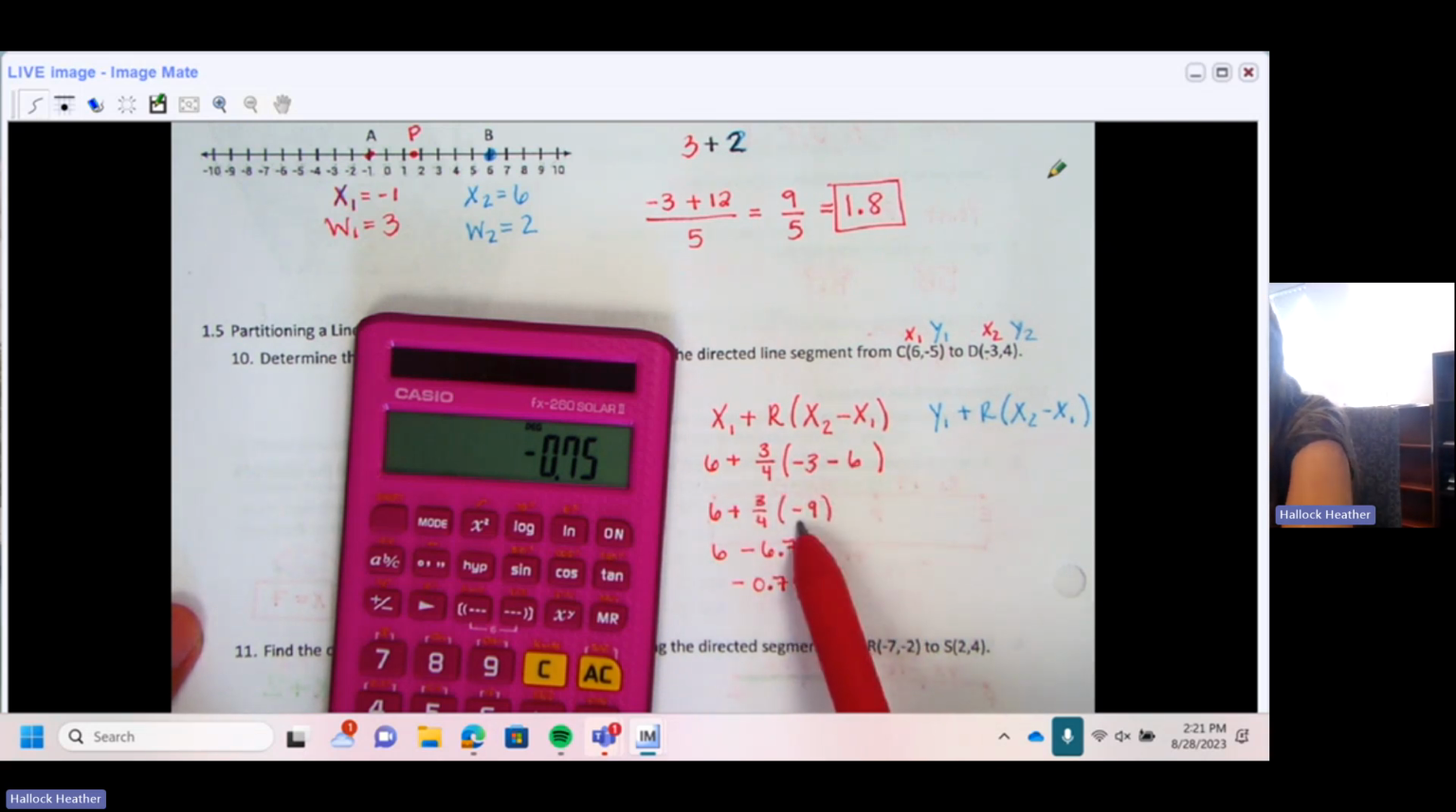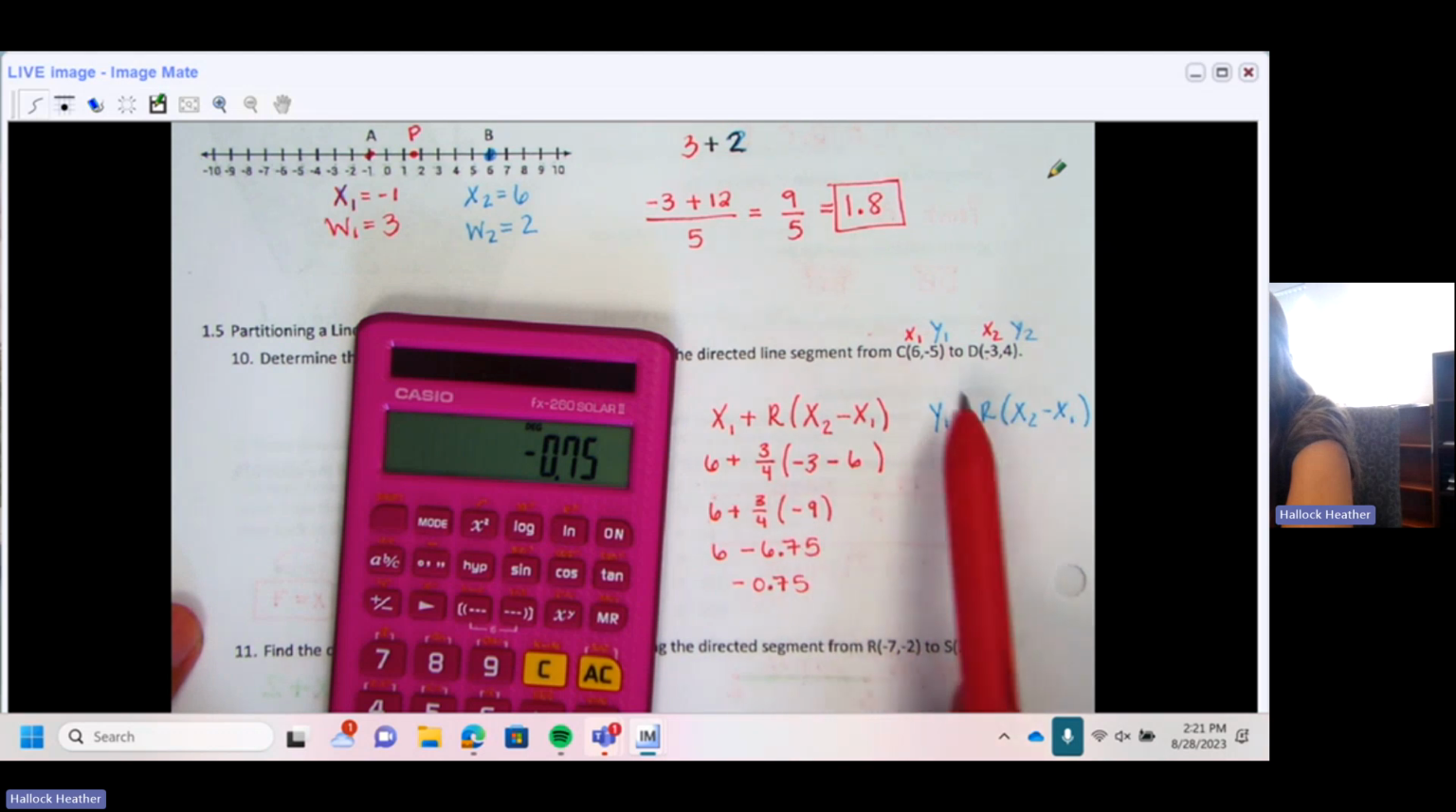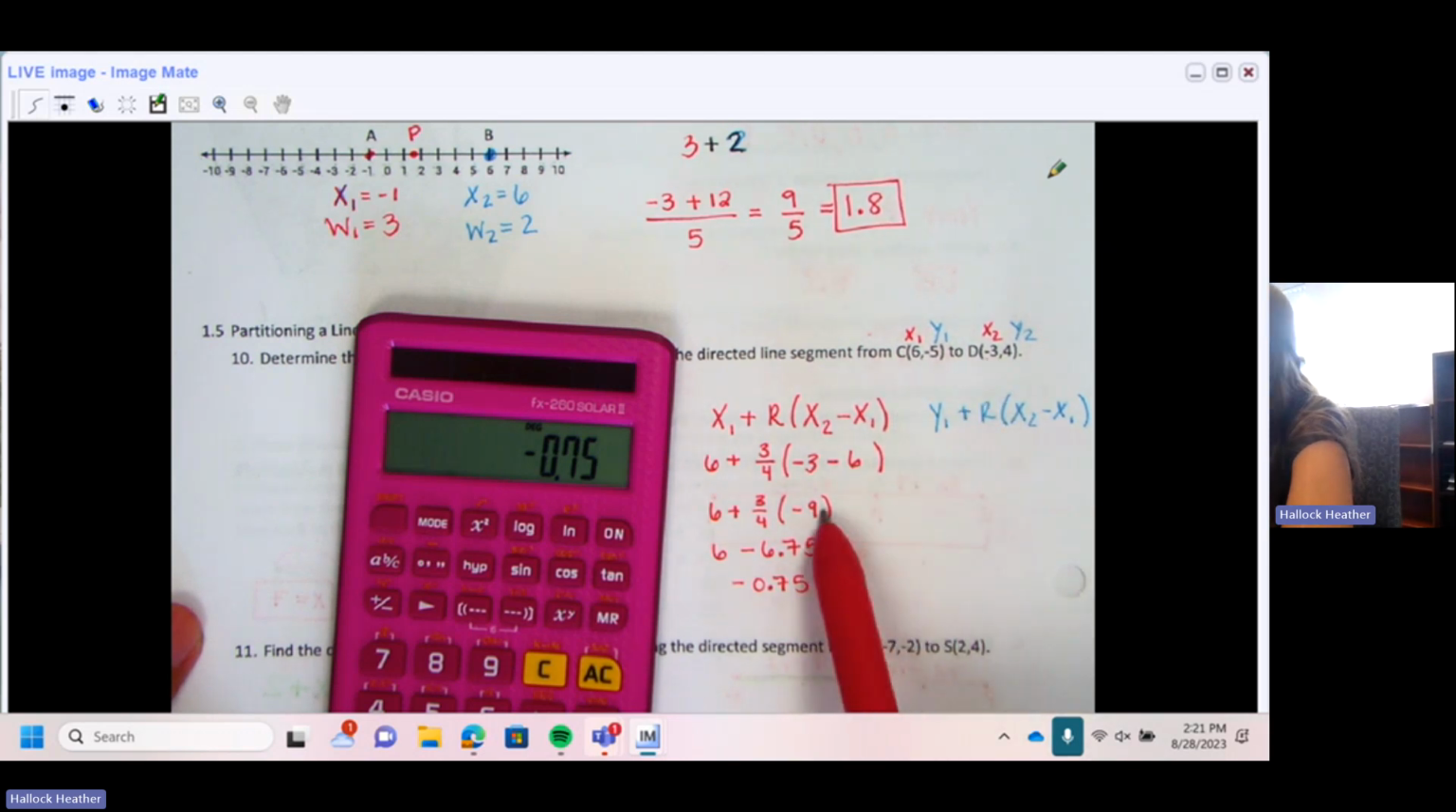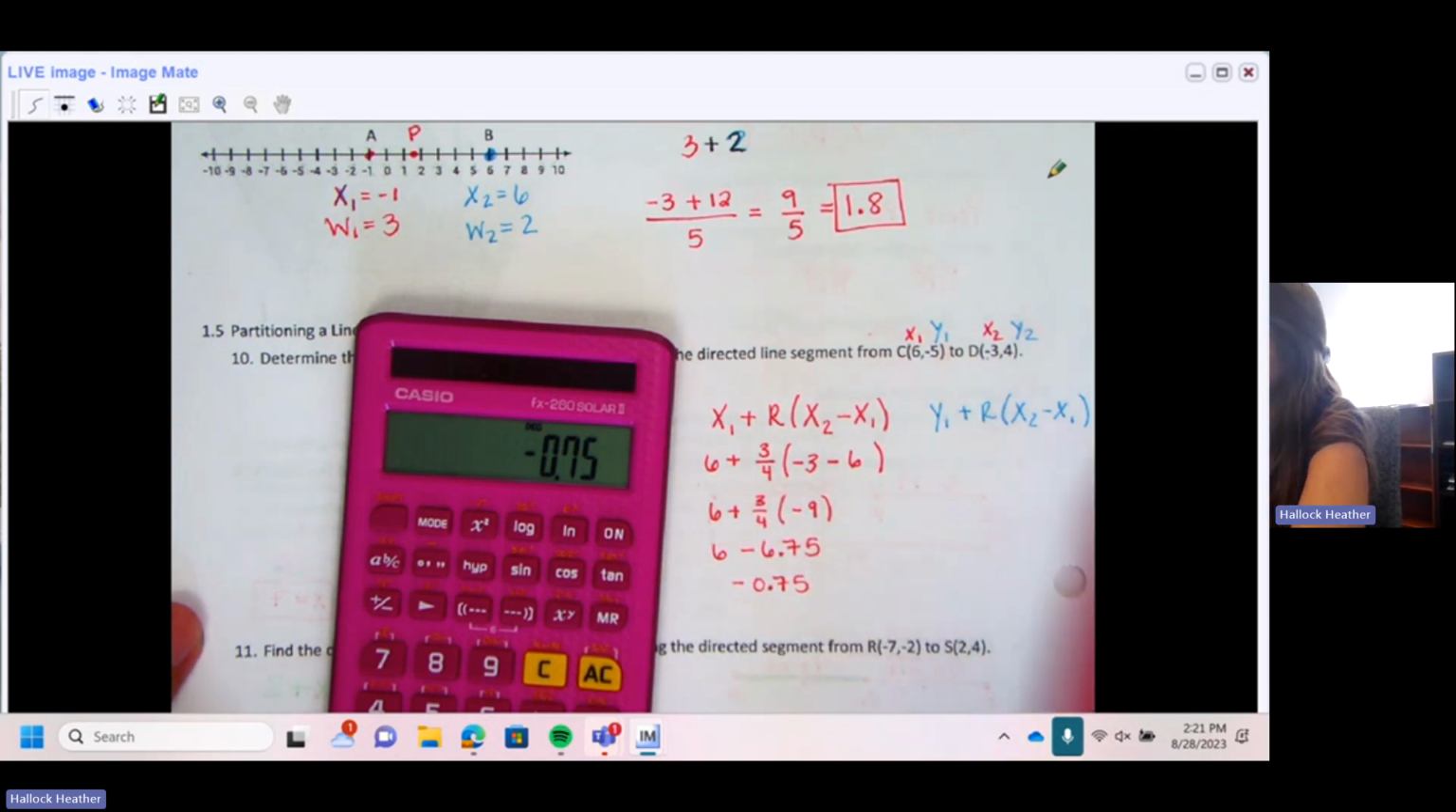So you're technically running a total of 9 to go from -6 to -3. You're going 9 to the left. 3/4 of that would be going 6.75 to the left. So that's why you're multiplying by the ratio. So this is the X. We're going to do the same thing for the Y.